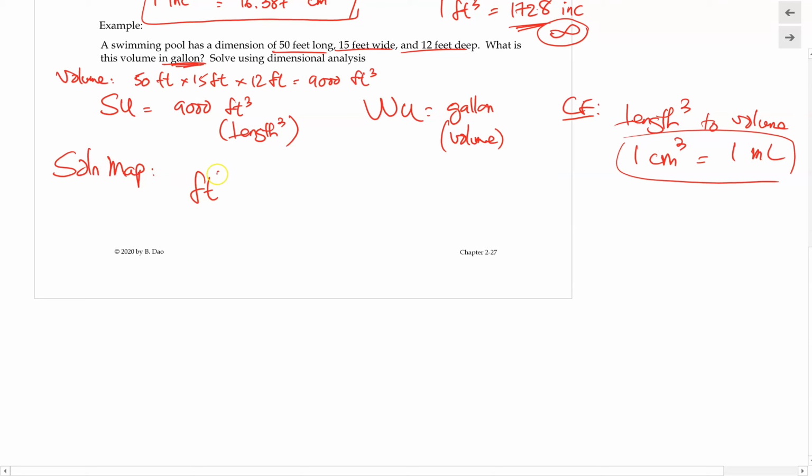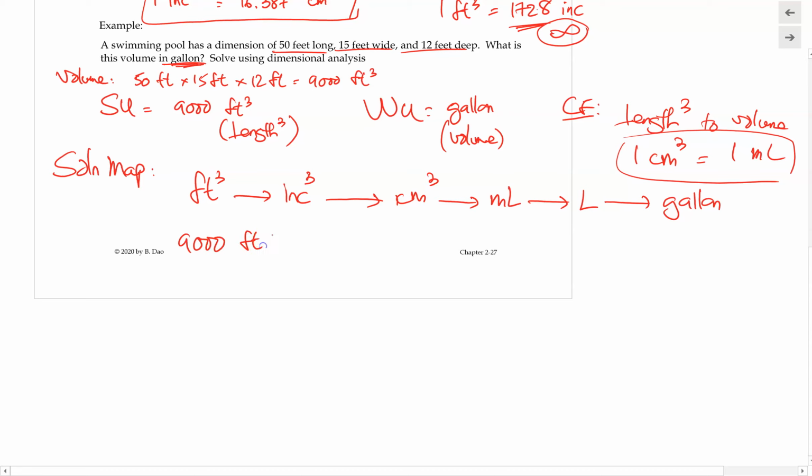Starting with cubic feet, we have to convert this into cubic inch, because we know how to convert from feet into inch. And then from inch, we can convert this into centimeter, and in fact, cubic centimeter. And once we have cubic centimeter, we can then convert this into milliliter, and milliliter into liter, and then liter into gallon. So there are quite a few steps that we have to do here. And now let's get started. So in this case, 9,000 cubic feet.